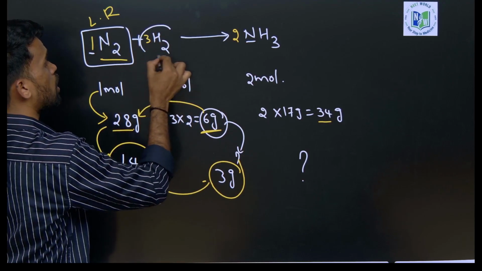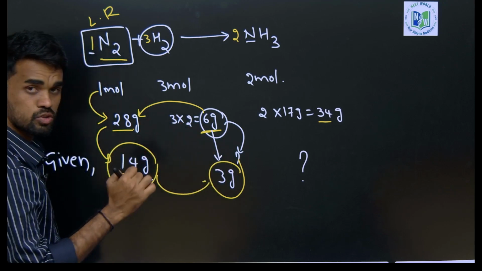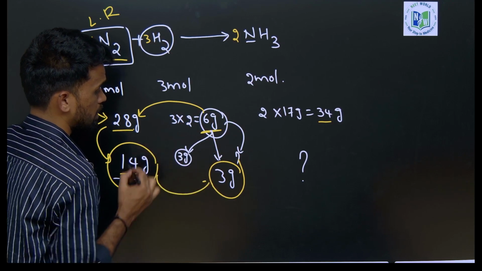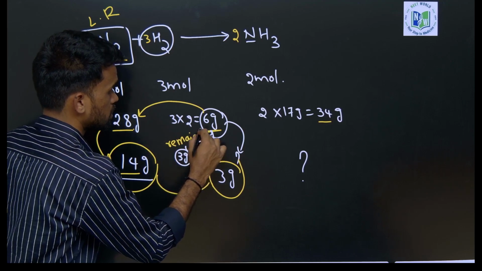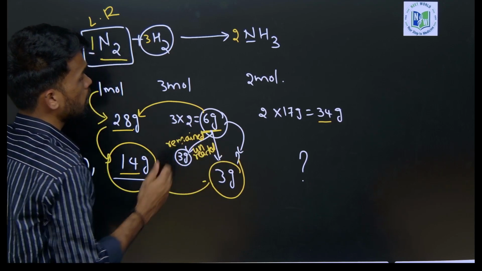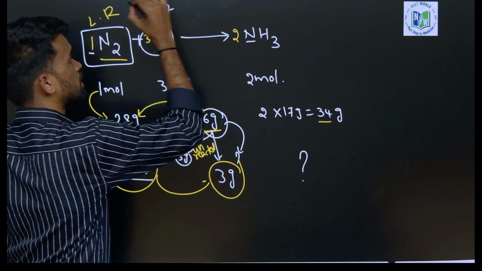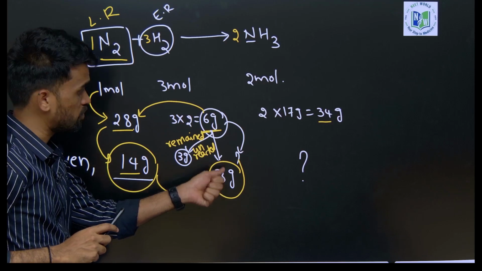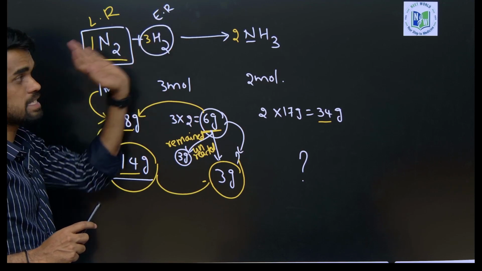Okay, so this is out of 6 grams. The reaction is consuming only 3 grams, and the remaining 3 grams will remain unreacted. So now this is remaining unreacted, no? So we can call it the excess reagent, ER I am writing. So for 14 grams we require only 3 grams, but we have 6 grams. So the remaining 3 grams will remain unreacted. We can call it the excess reagent.